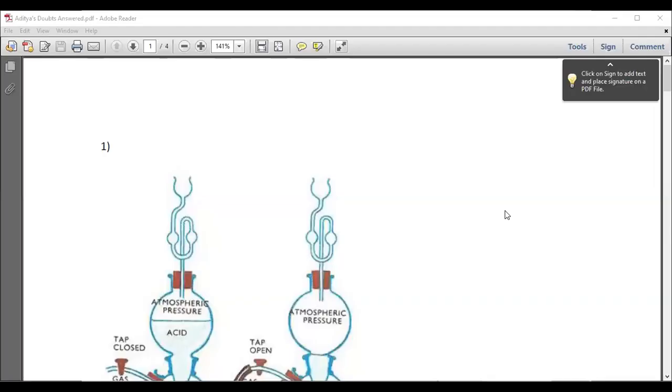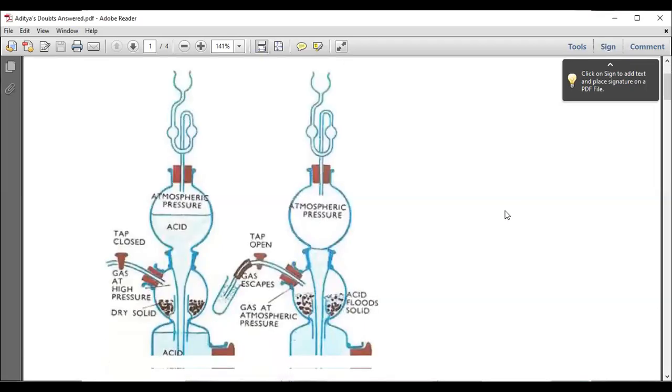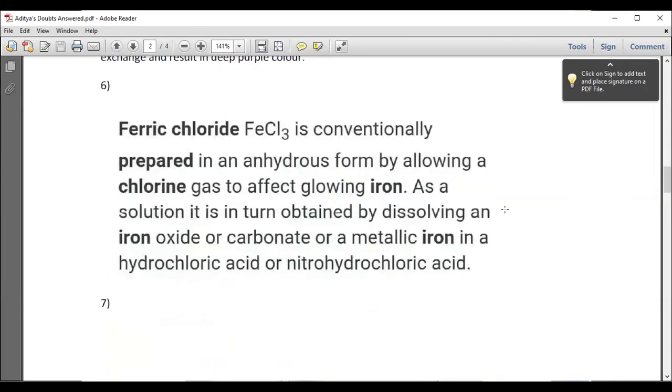Ma'am, my sixth question was about the preparation of FeCl3. One of the methods was Cl2 gas passed over heated Fe, for the preparation of anhydrous ferric chloride. And the second point given was that hydrated FeCl3 can be prepared by simply dissolving iron in dilute HCl, ma'am.